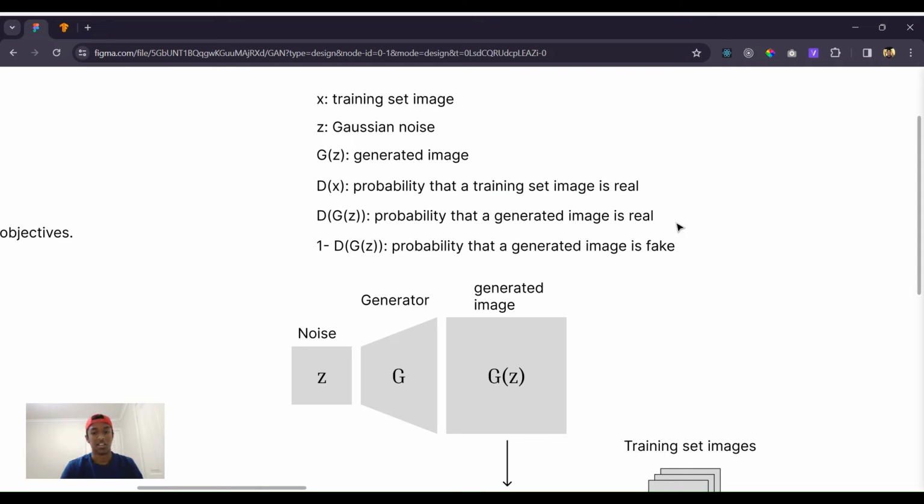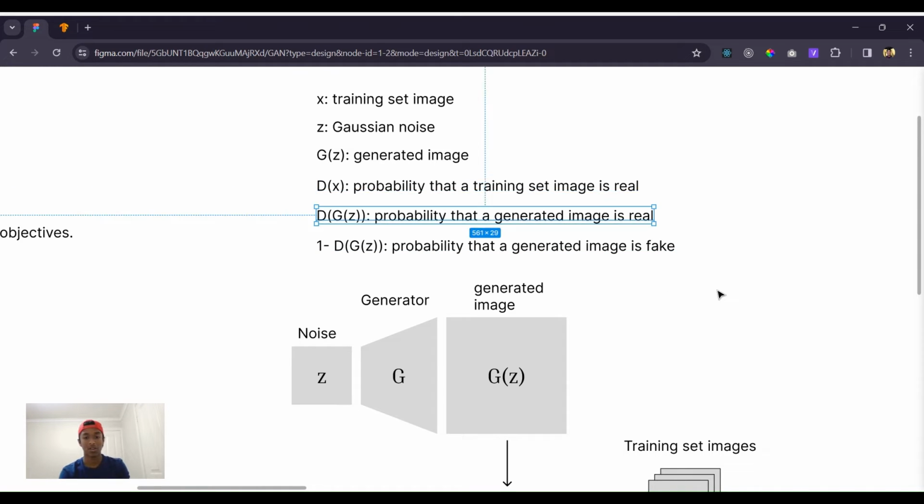So remember, the discriminator is just a binary image classifier which tells us whether the input image is real, or more specifically, whether the input image is from the training set distribution. So if D of G of Z is the probability that a generated image is real, then 1 minus this is the probability that a generated image is fake.